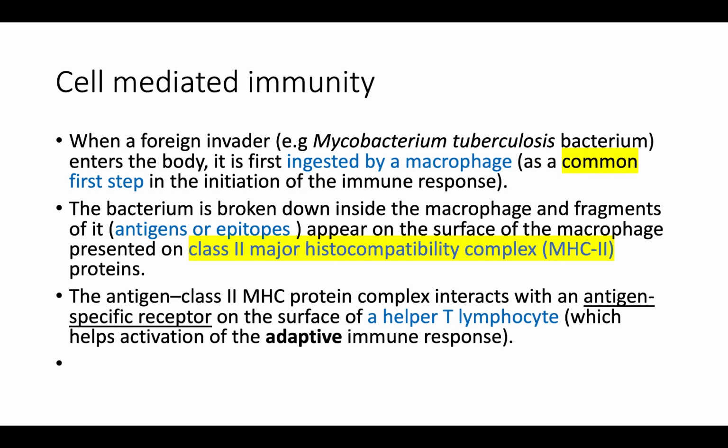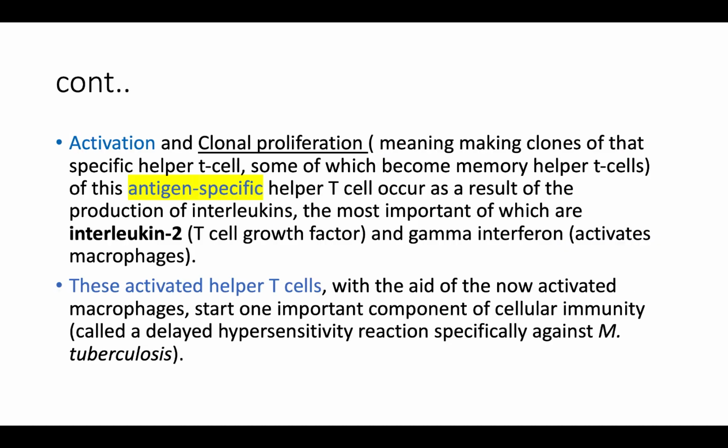Neutrophil, does it have class 2 MHC complex? No, because a neutrophil is only a phagocyte. It's part of the innate system only. So the antigen, class 2 MHC protein, interacts with the antigen-specific receptor on the surface of helper T cells, and helps the activation of the adaptive immune response.